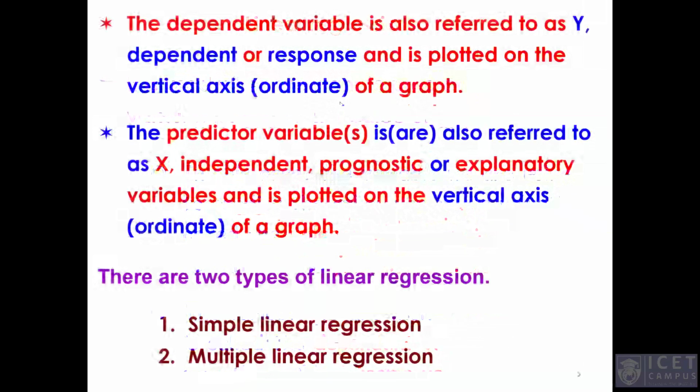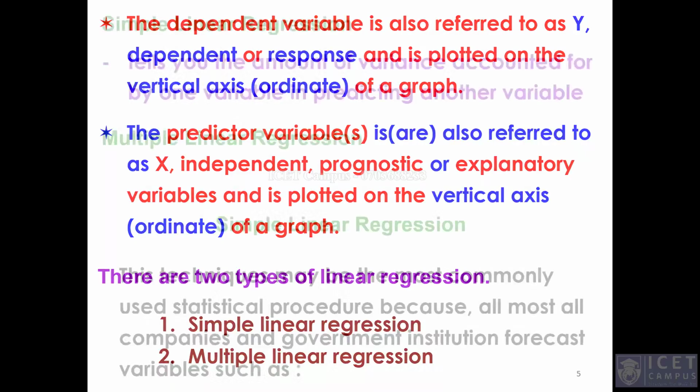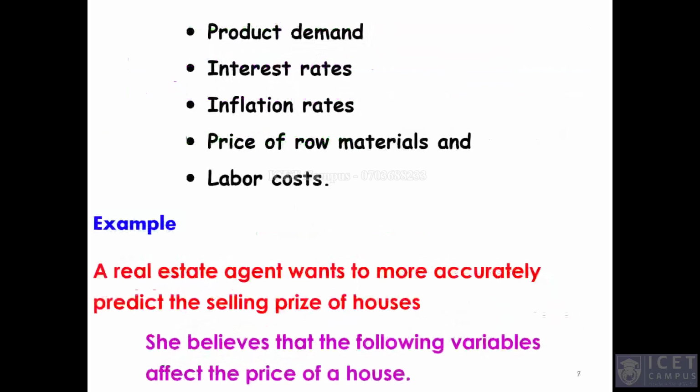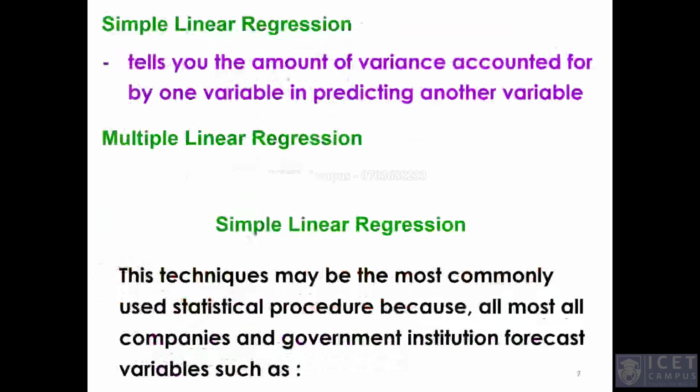Right, there are two types of regression. One is simple linear regression, the other is multiple linear regression. Simple linear regression means one independent variable and one dependent variable. But multiple linear regression, actually, again, simple linear regression. So there is an example.